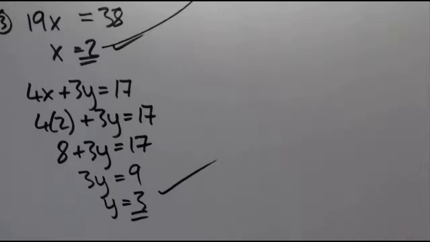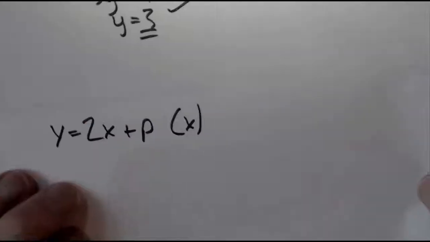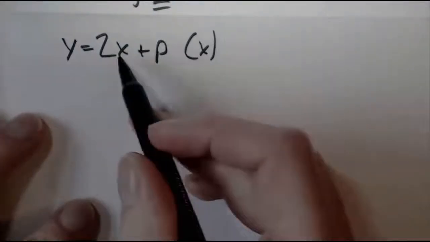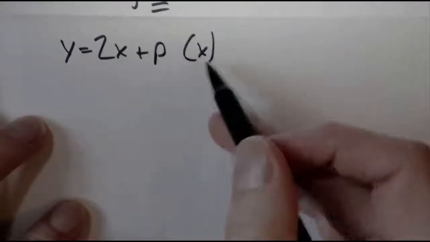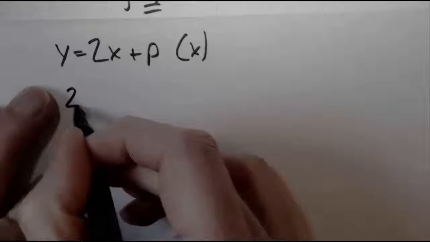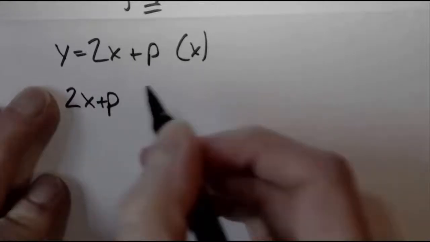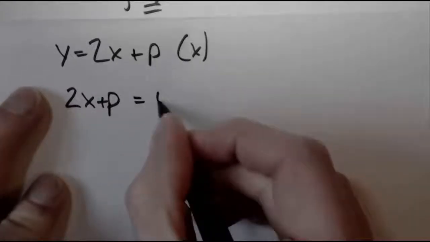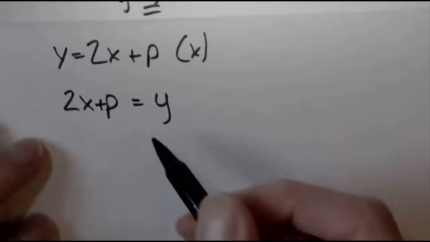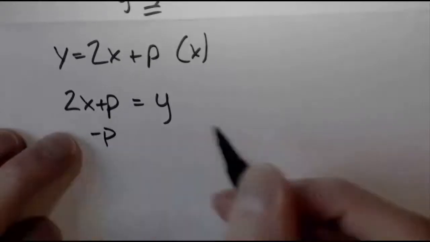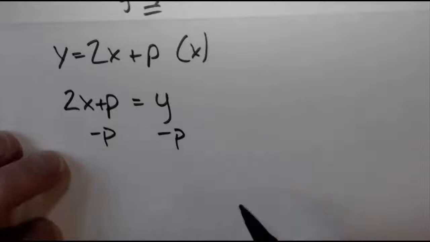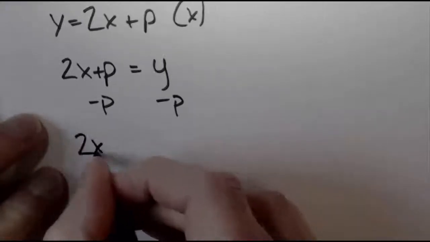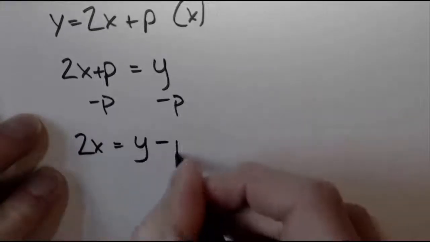Now, next we have a question. Here I was changing the subject of the formula, so we've got y equals 2x plus p, and we want to get it into the form of x. First thing I do is rewrite it so the subject's on the left hand side. I want to get rid of p from this side, so I need to subtract it from this side, so 2x equals y minus p.